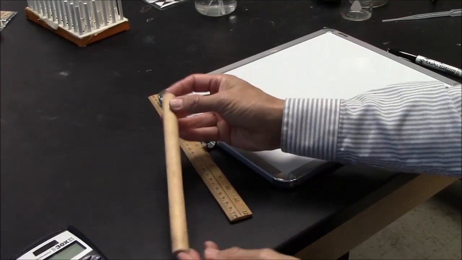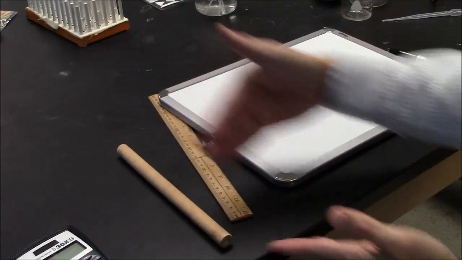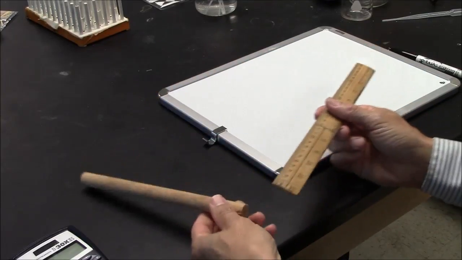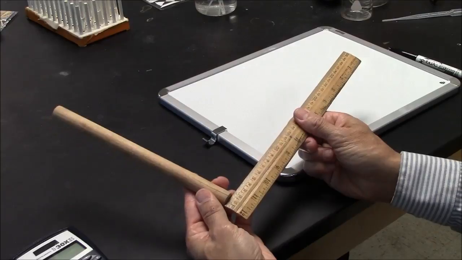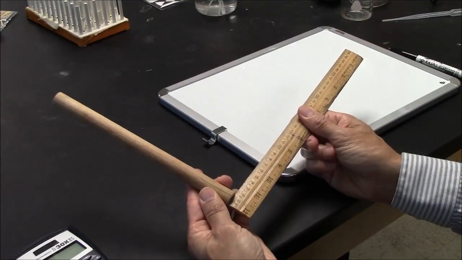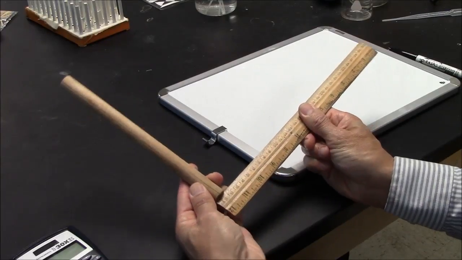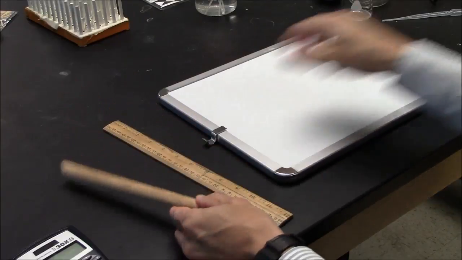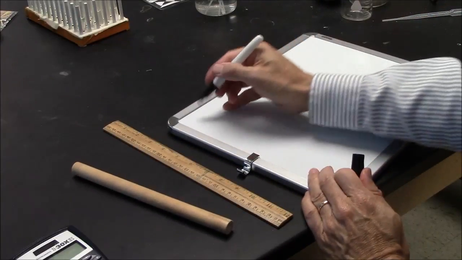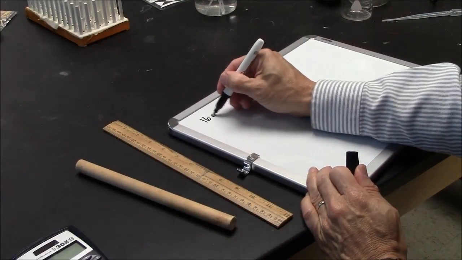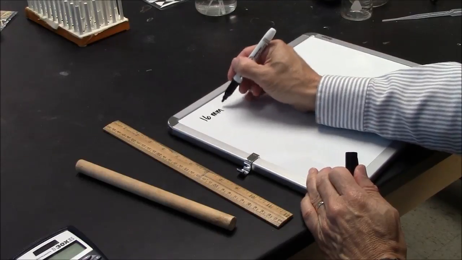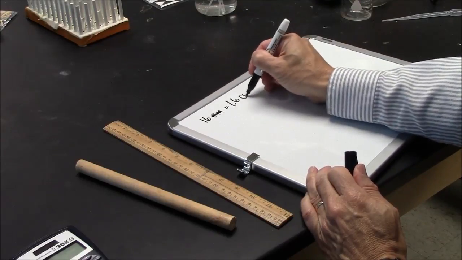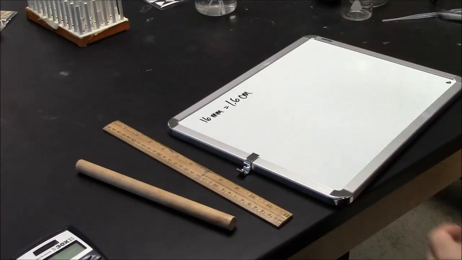Here I have a cylinder, it's made of wood. Your cylinder would be made of coins. But the idea is still the same. I'll measure the diameter of the circular part. I'm getting 1.6 centimeters or 16 millimeters as the diameter.